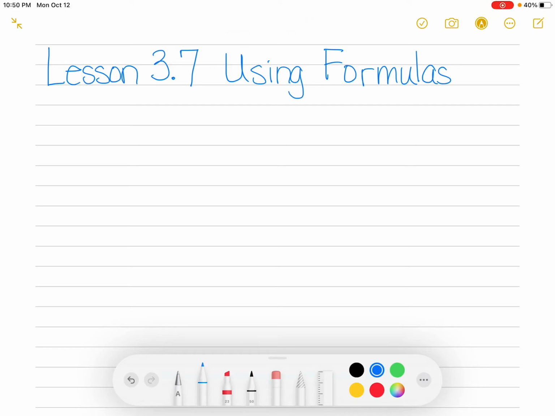Hi everybody, this is lesson 3.7, using formulas. This is going to be a really short lesson, I think, because we're just going to touch on how to do them, and then you'll just follow through in the exercises today.